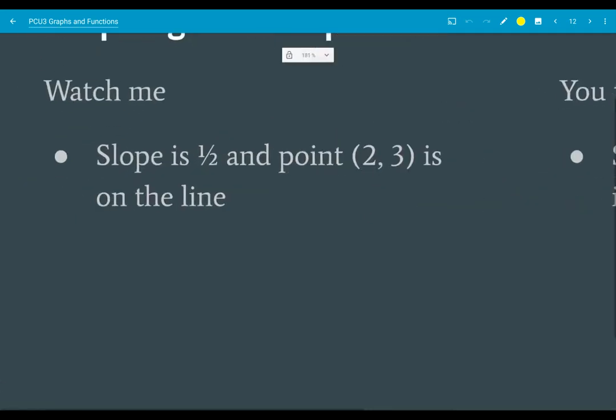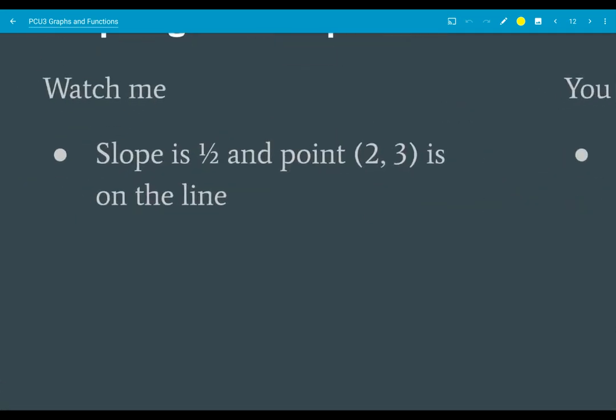So let's look at this one. We have slope is 1/2 and point is (2, 3). So I can jump with the point-slope form. I can jump straight to an equation. I can say y minus 3 is equal to 1/2 (x minus 2). And that's a perfectly fine equation.